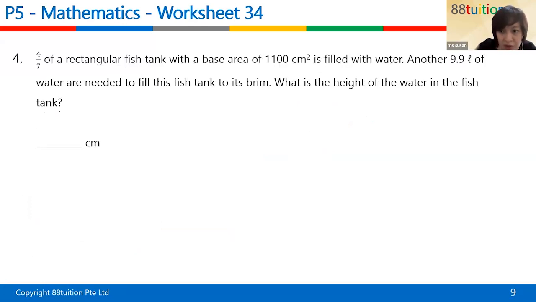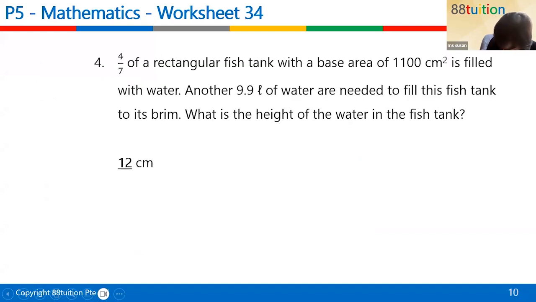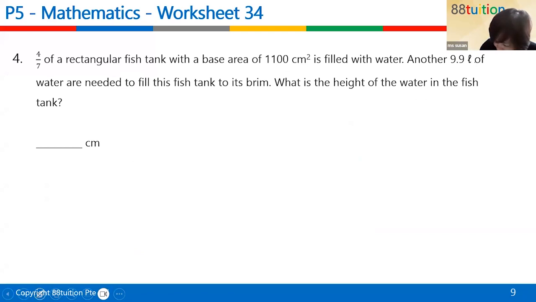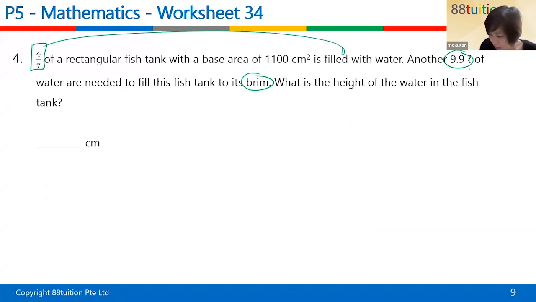Next question. You will have 4/7 of a rectangular fish tank with base area 1100 filled with water. Another 9.9 liters are needed to fill up to the brim. Okay. So this one will become the brim. 4/7 is filled up. Okay. So when this is 4/7, then this one must be 3 out of 7.